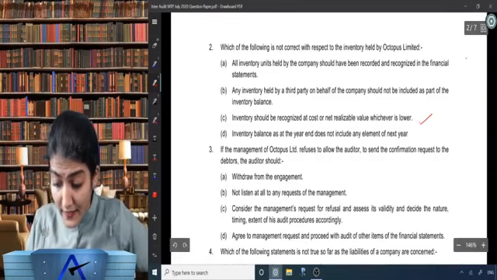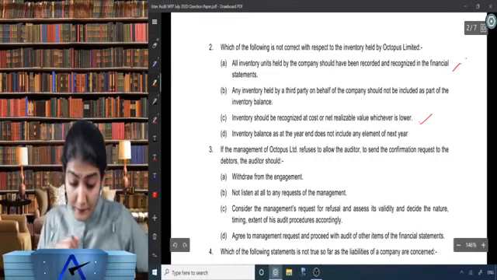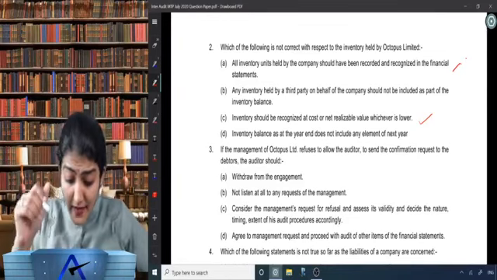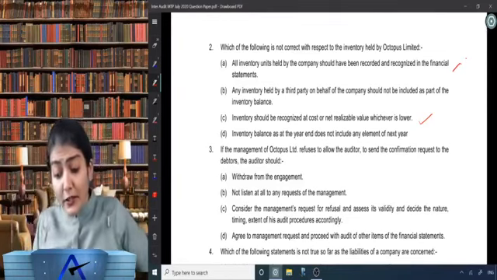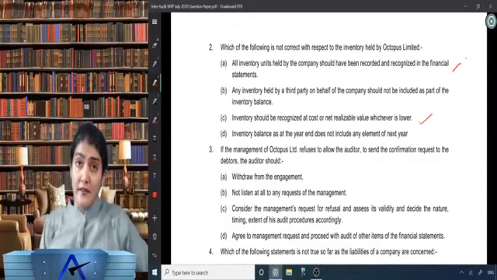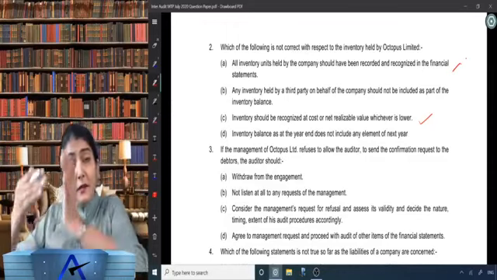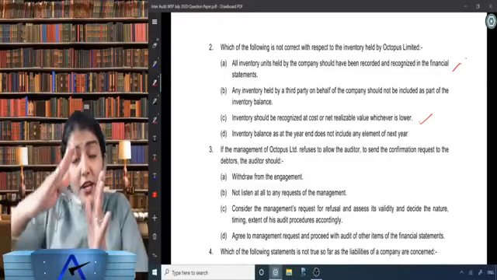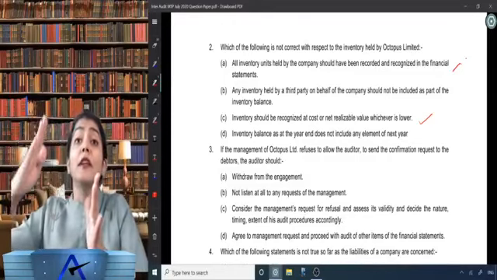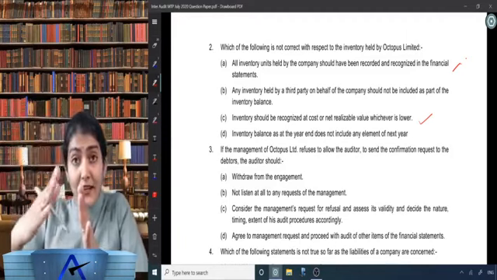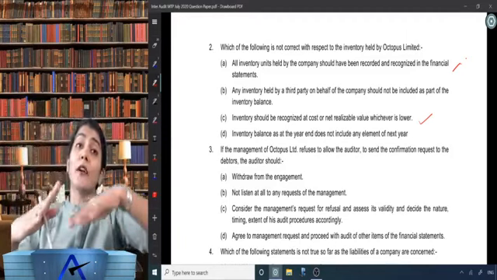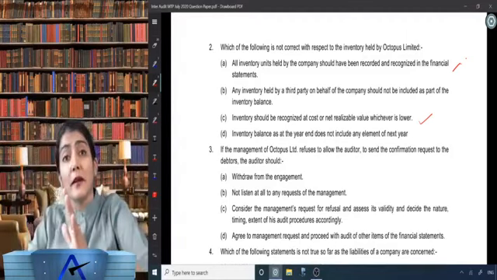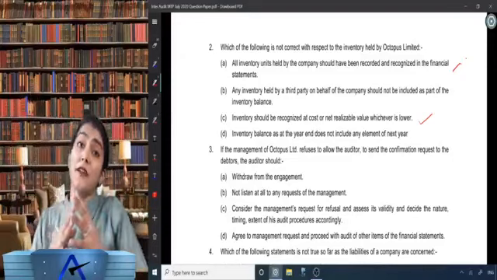First one also correct. Now let us read the last one over there. Inventory balance as at the year end does not include any element of the next year. Obviously, it should not include any element of the next year. There should be a proper cut-off procedure and a segregation of transactions from one accounting period to another. Anything related to the current year should not be recorded in the preceding year or in the following year. It should be recorded in the current period only.